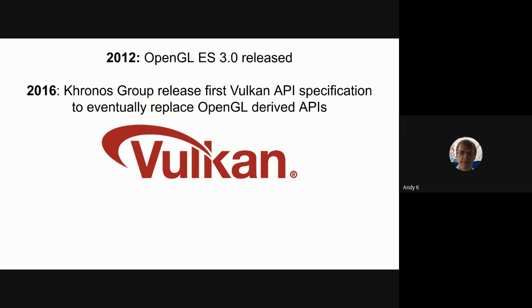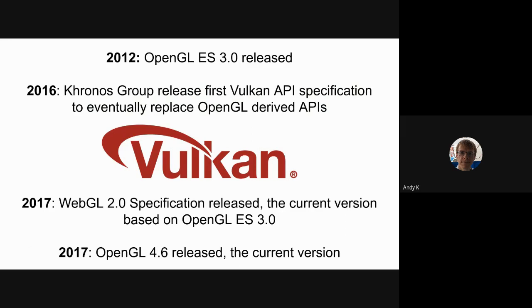So in 2012, we get OpenGL ES 3. Some years later, in 2016, the Khronos Group released the first Vulkan API spec. So this is the next generation after OpenGL. In 2017, we get the final version of OpenGL and the current version of WebGL based on OpenGL ES 3. There haven't been any other versions since 2017, but although it's a graphics API, it doesn't really need to change a huge amount, and it's more to do with hardware support, because every GPU driver has to support every new version of OpenGL, which is a relatively large amount of work.